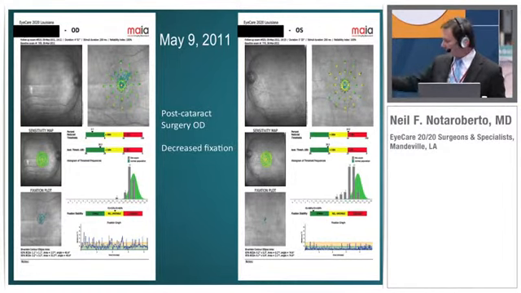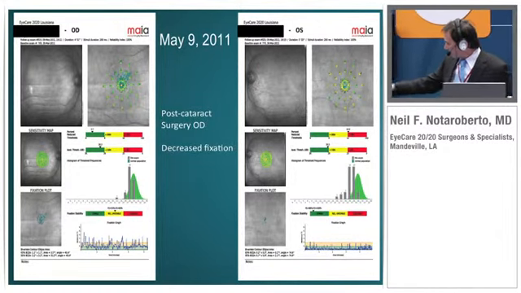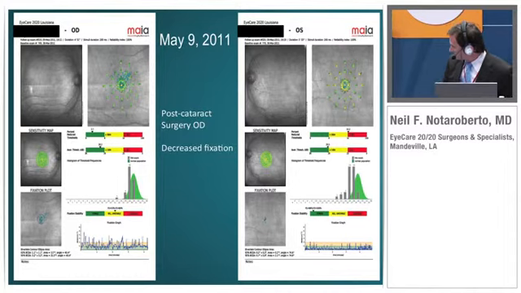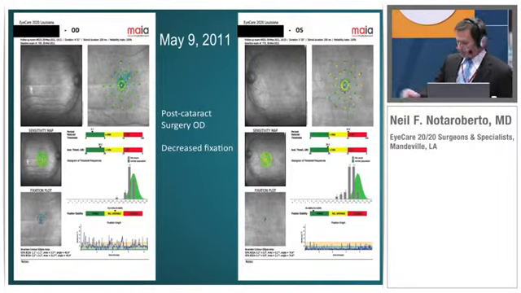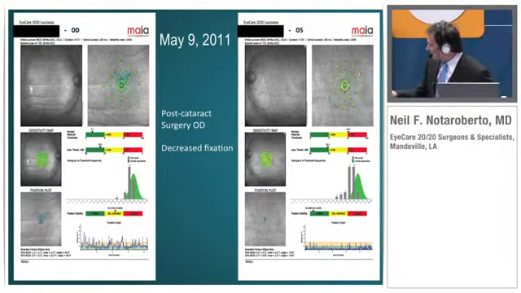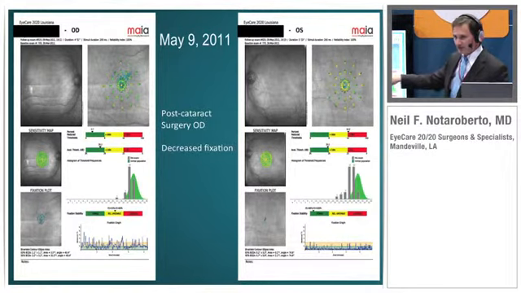So good vision and thresholds in the right eye, while the left eye had minimally depressed threshold, and fixation was good. So post-cataract, let me go back. Interesting to note, fixation here again, very tight. Okay, this eye did not have cataract surgery yet, did not have the multifocal implant.